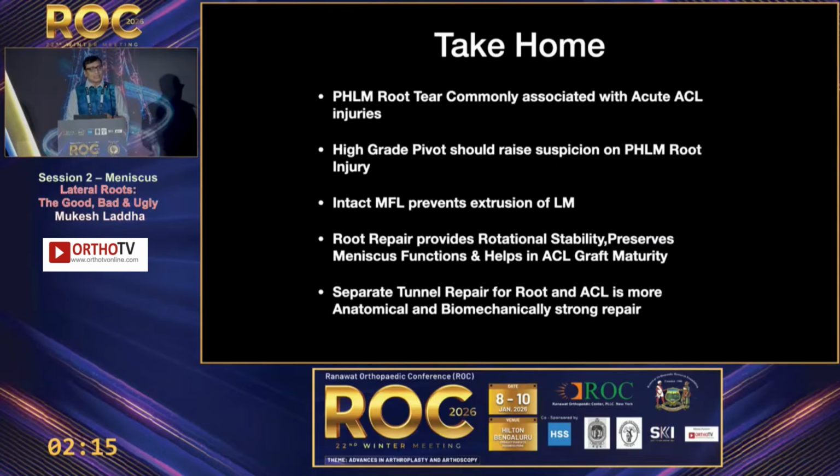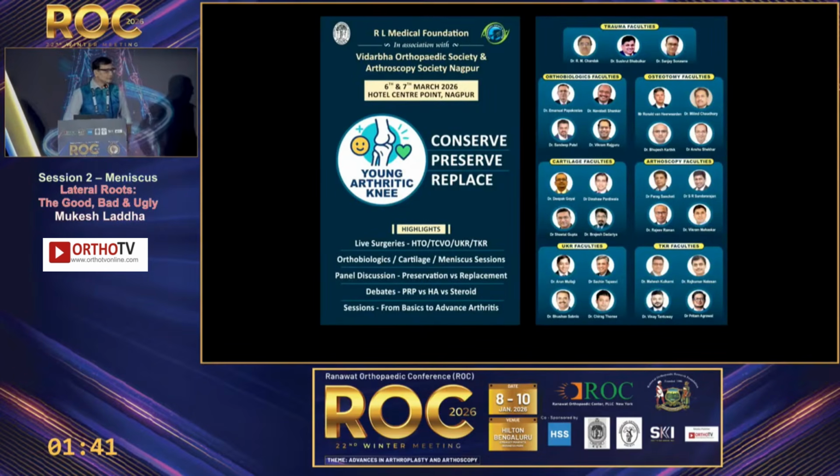So the posterior horn lateral meniscus root tear is commonly associated with acute ACL injuries, also seen with chronic. High-grade pivot shift should raise the suspicion of a posterior horn lateral meniscus root tear. An intact meniscofemoral ligament prevents it from extrusion. Root repair has to be done, as it not only preserves meniscus function, it gives rotational stability, and also helps in ACL graft maturity. Separate tunnels for the ACL and the root should be the choice, as it's a more anatomical and biomechanically strong repair. Thank you, everyone.